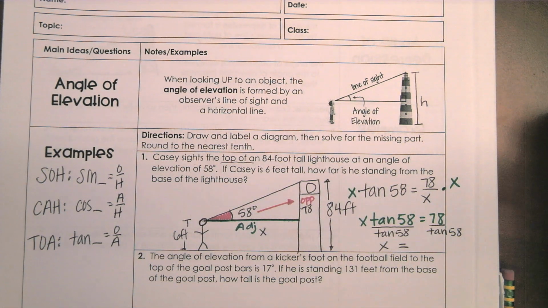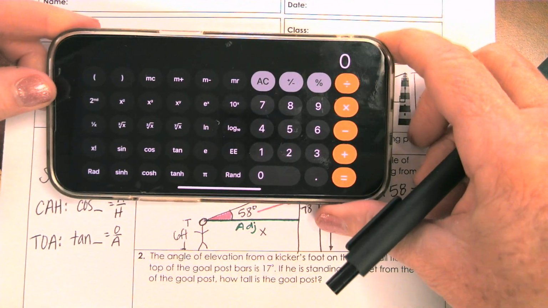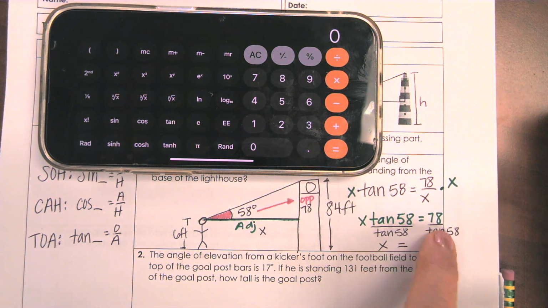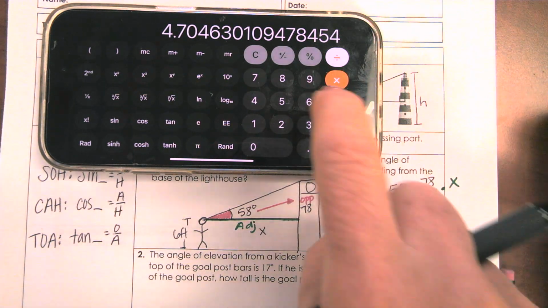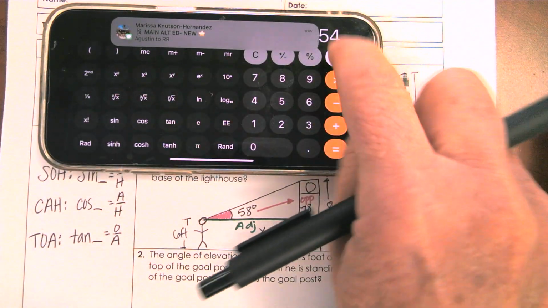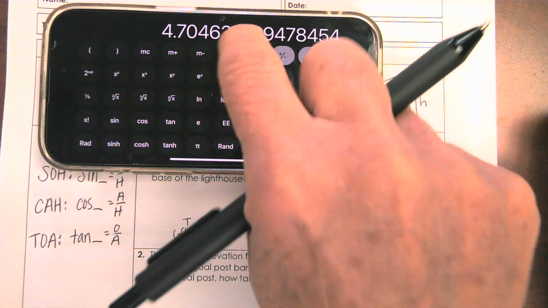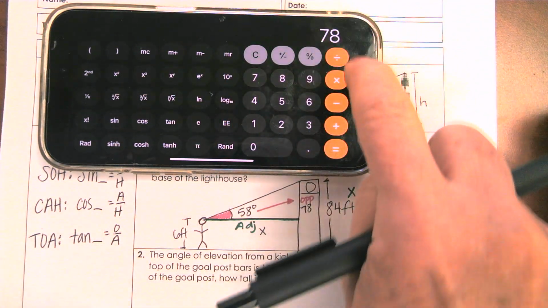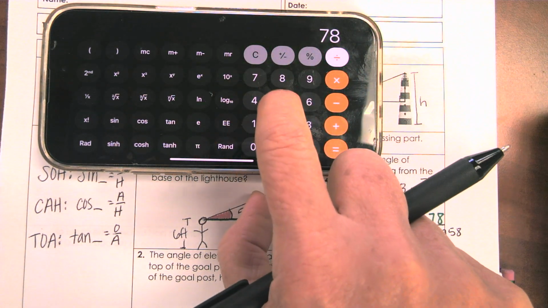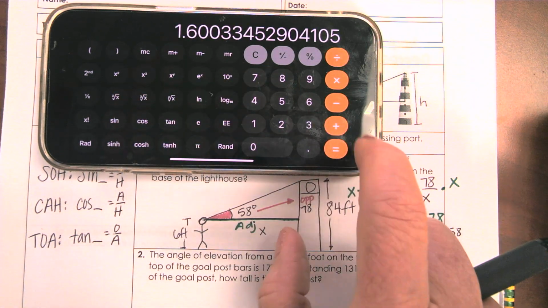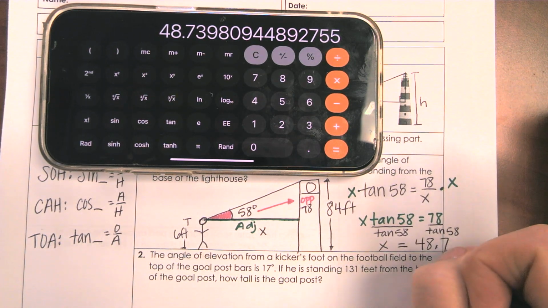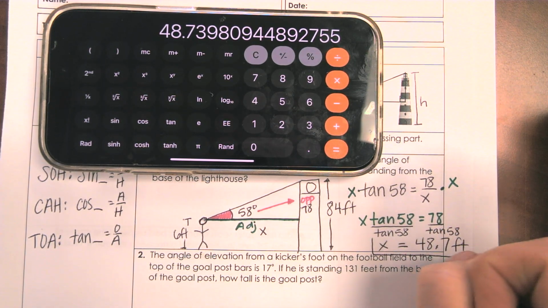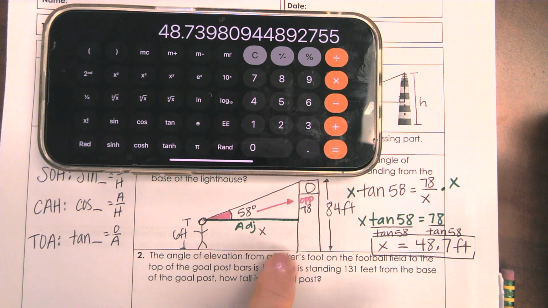Let me go ahead and figure that out on my calculator. You remember I use my phone. If you use your phone, you do need to tip it on its side. I have 78, and I'm going to divide it by tangent. Oh, you know what? On my phone, I have to flip it. Okay, let's try that again. So I have 78 divided by tangent of 58 equals 48.7 feet. That is how far he is standing from the lighthouse. 48.7 feet from the lighthouse.